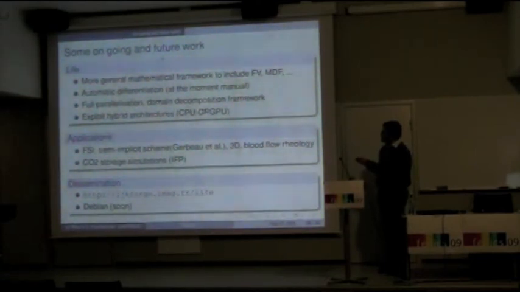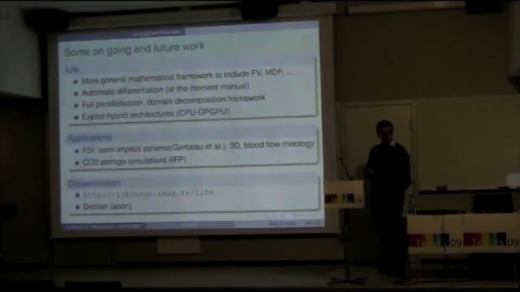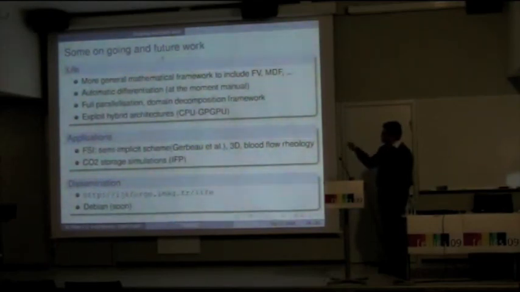At the moment, we do manual differentiation when we have a nonlinear problem, and we would like to extend it to automatic differentiation, computing the Jacobian automatically. Also full parallelization and a domain decomposition framework. At the moment, we don't do domain decomposition, we do just partition of data. And we are now working on exploiting hybrid architectures, typically the IBM Cell or CPU-GPU machines. And well, this is not exhaustive.